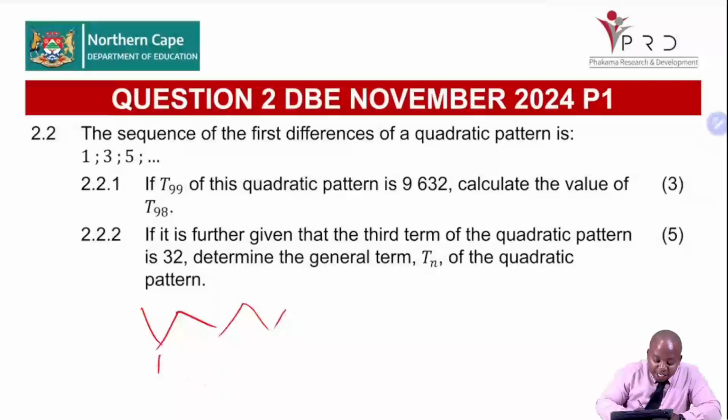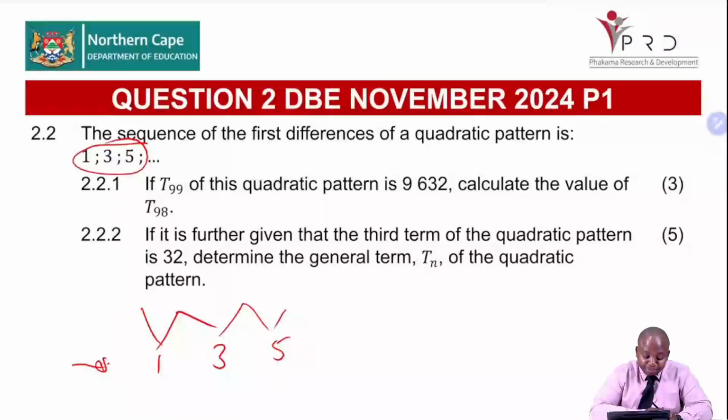And in my quadratic, I'm given the sequence of the first differences. And remember, on our quadratic, the first differences, what are they giving me? They're giving me arithmetic. So you must remember that to say this is going to be an arithmetic sequence. If T99 of this quadratic pattern is 9,632, calculate the value of T98.